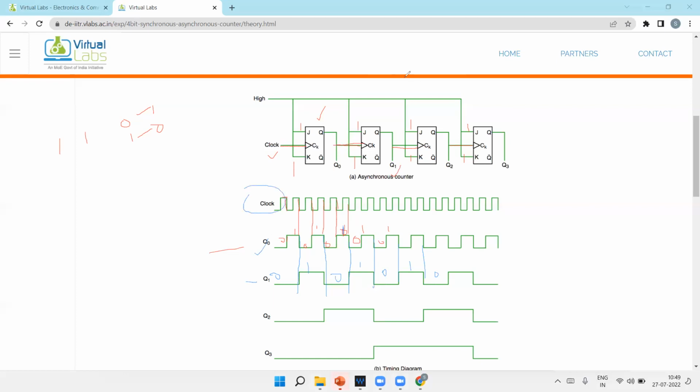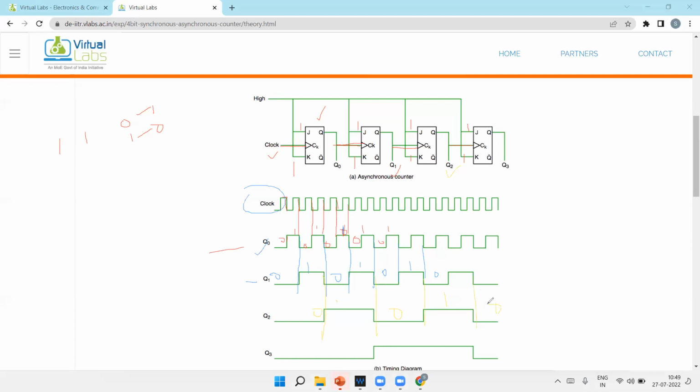Okay. Now next is Q2. For Q2, Q1 is the clock. Inputs are already 1, 1, so it will toggle, but according to the clock Q1. So this is Q1. Now this is the falling edge. Here it will toggle from 0 to 1. Here it will toggle from 1 to 0, 0 to 1, 1 to 0.